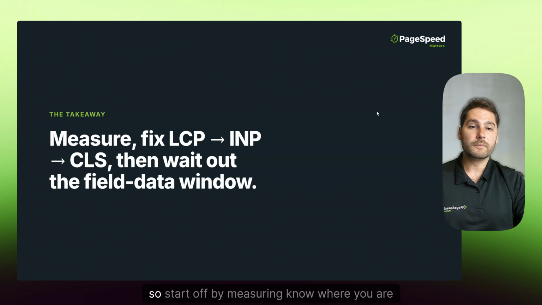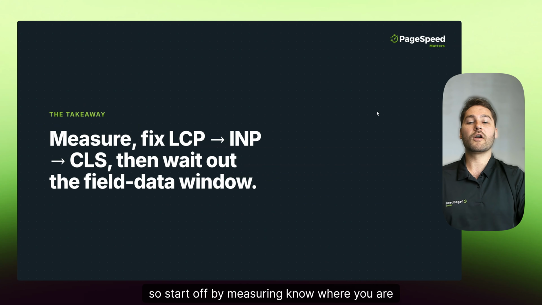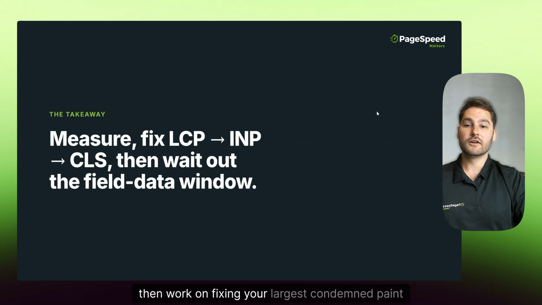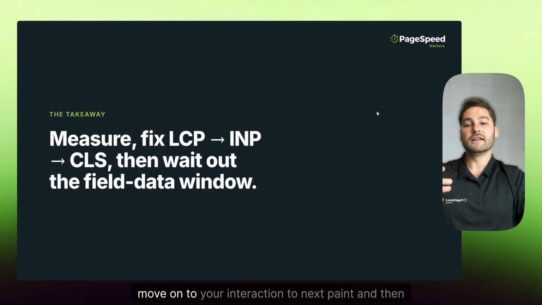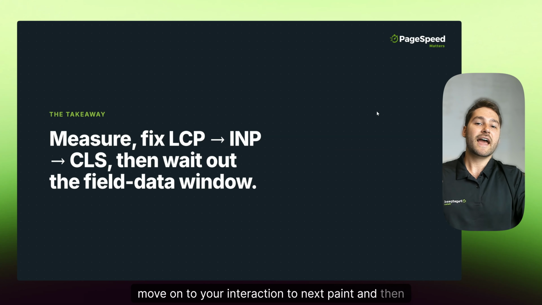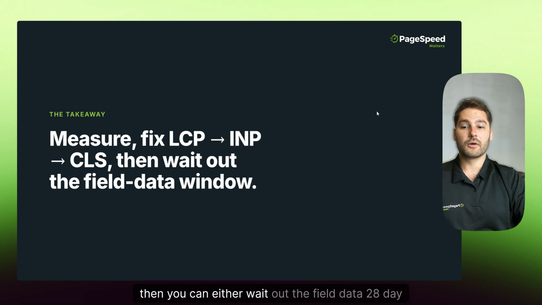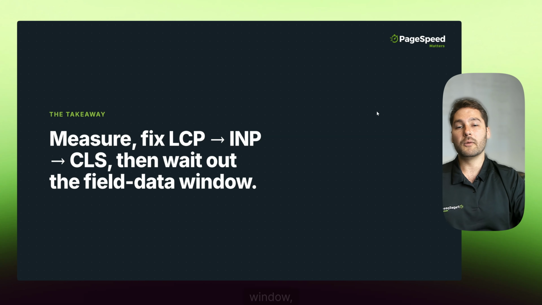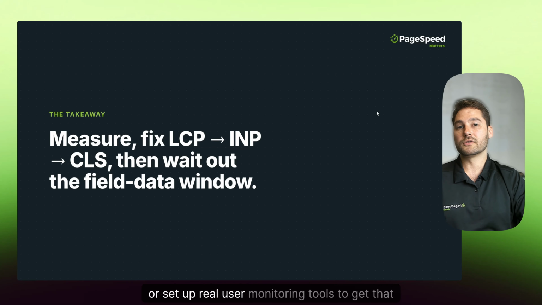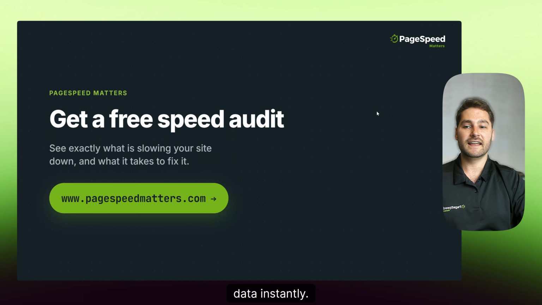So start off by measuring, know where you are first, then work on fixing your largest contentful paint, move on to your interaction to next paint, and then your cumulative layout shift can go last. Then you can either wait out the field data 28-day window, which we would suggest, or set up real user monitoring tools to get that data instantly.